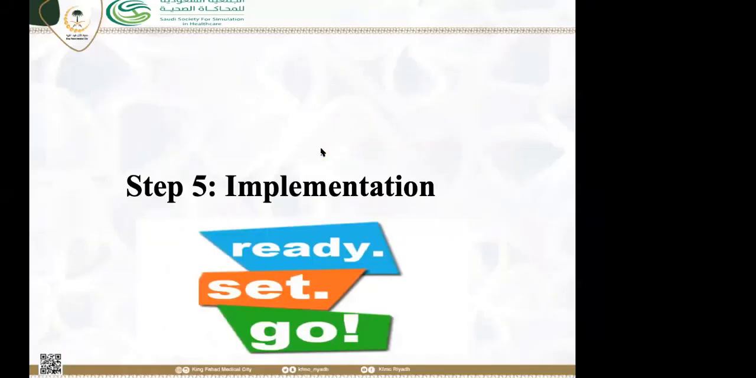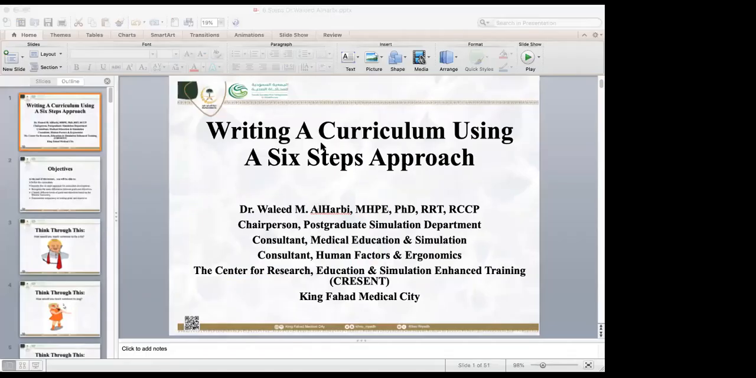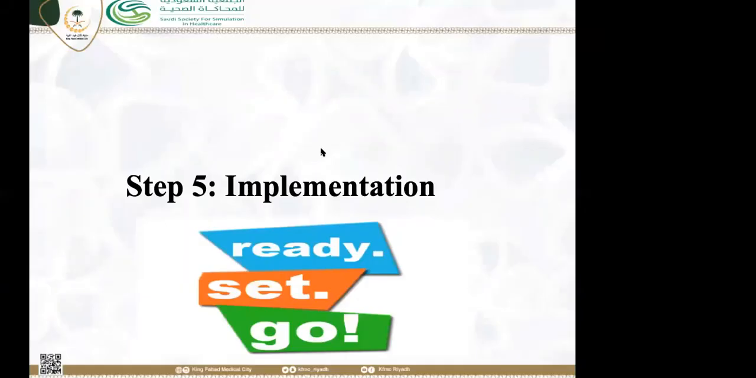So now we have done four steps. We have a problem, we identify the problem. General need assessment, need assessment for our targeted group. We set the goal and objectives. We choose the methods that are going to help us to achieve our objectives. Different methods. We bear in mind the relation between the objectives and the methods. So number five, implementation.